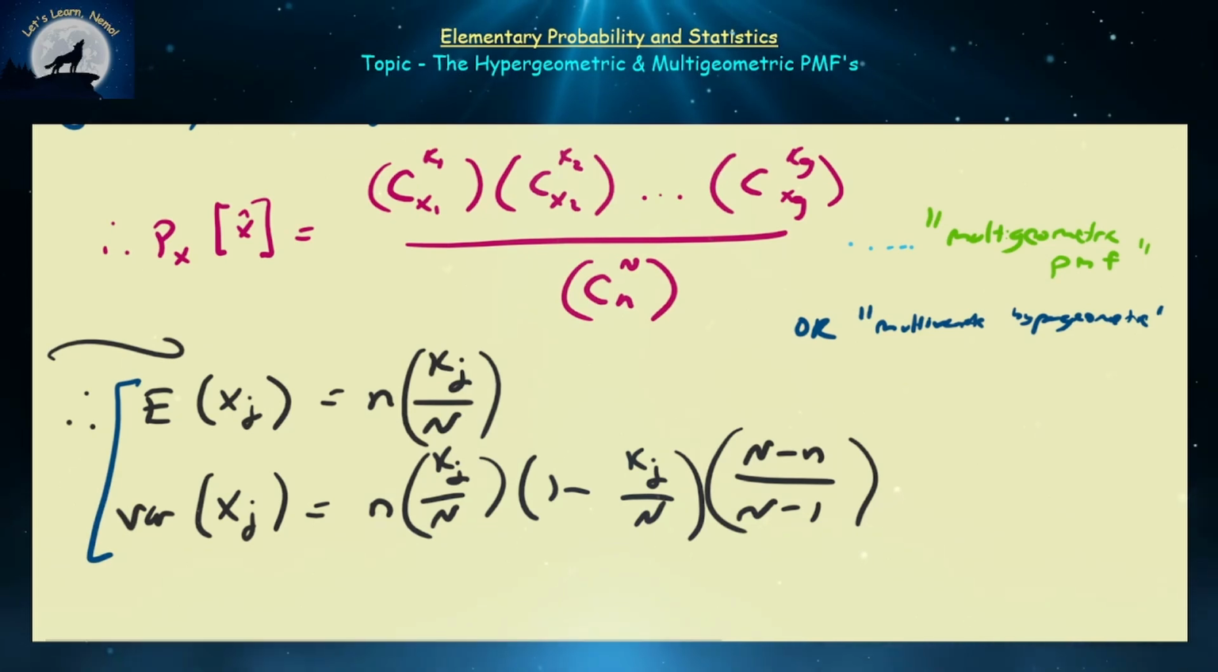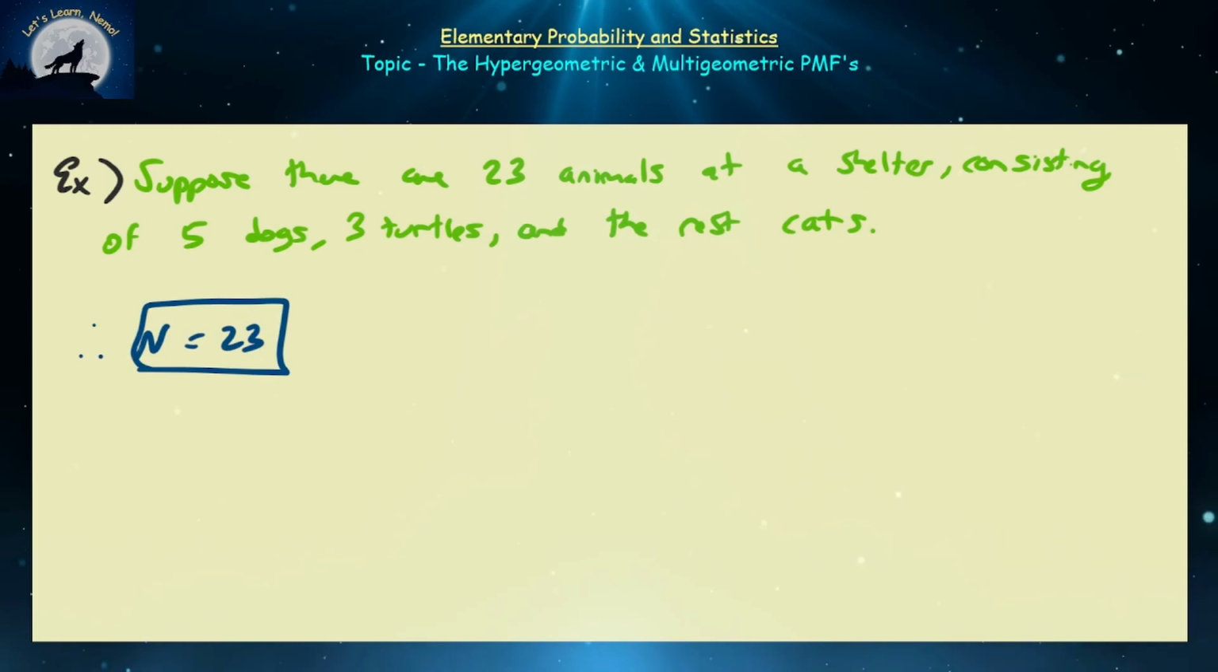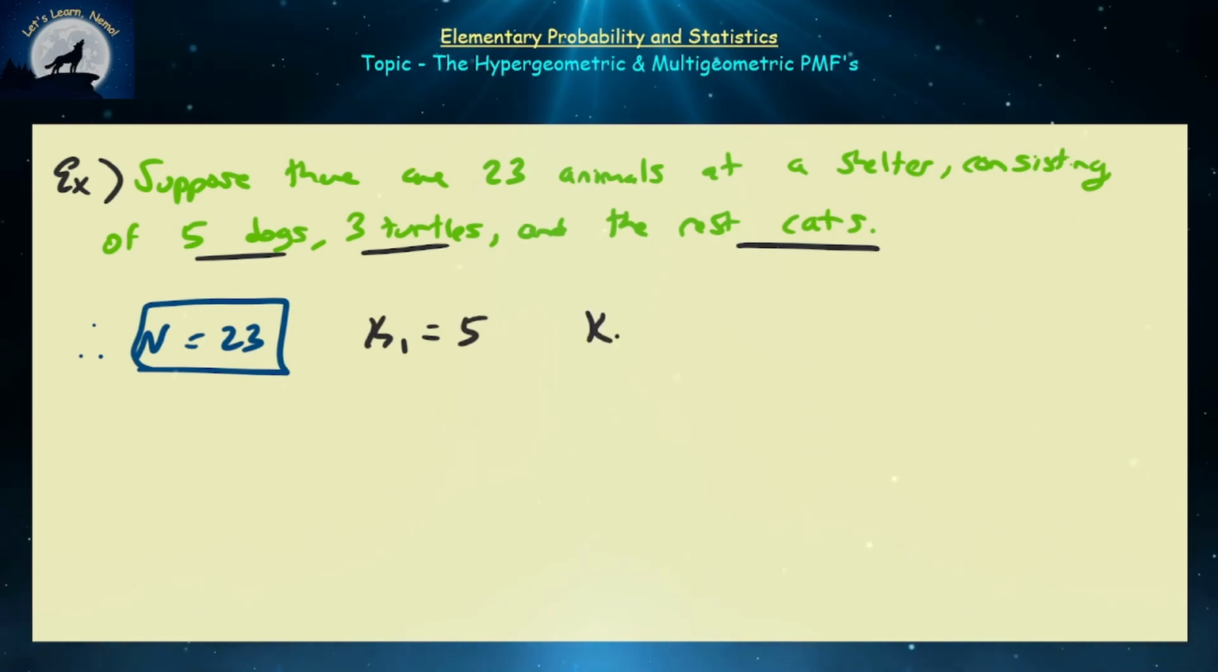Now let's do a real-world example of this to see how it works in practice. Suppose that there are 23 animals at a local animal shelter consisting of 5 dogs, 3 turtles, and the rest cats. So let's look at our particular population structure. Capital N will be equal to 23, and this is partitioned into 3 categories: dogs, turtles, and cats. The number of dogs, which I will represent by K1, will be equal to 5. K2, which will represent the number of turtles, is going to be equal to 3. And K3, which corresponds to cats, is going to be 23 minus 5 minus 3, which you should be able to find to be equal to 15.